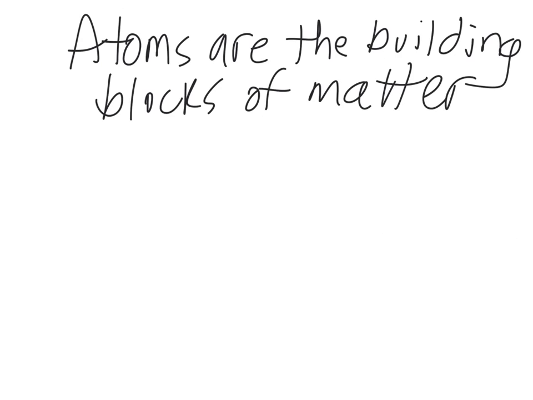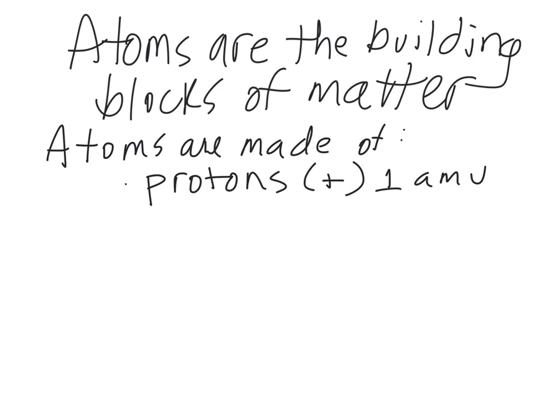To recap, here's what we learned in this video. Atoms are the building blocks of matter. Everything is made of atoms. Atoms are made of 3 different particles. 1, protons, which have a positive charge and have a mass of 1 AMU. Where do the protons live? In the nucleus.